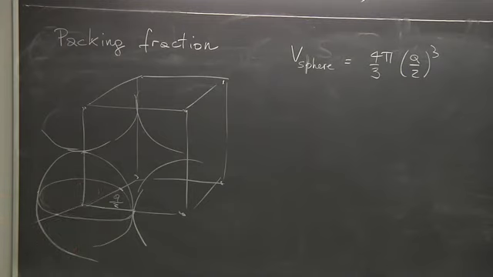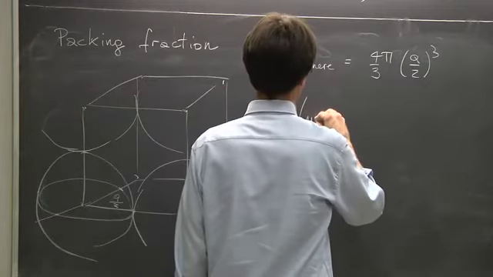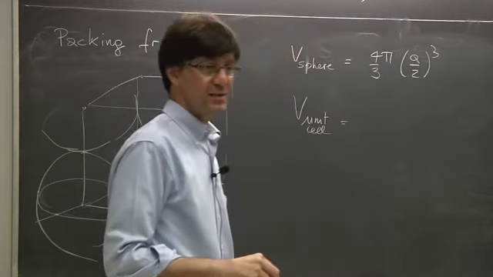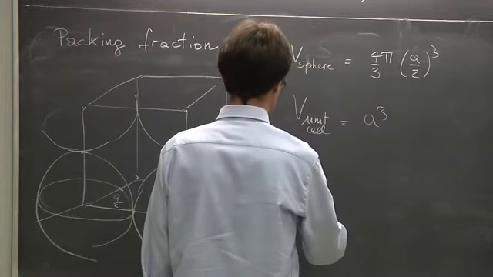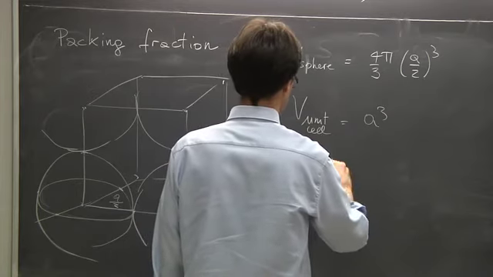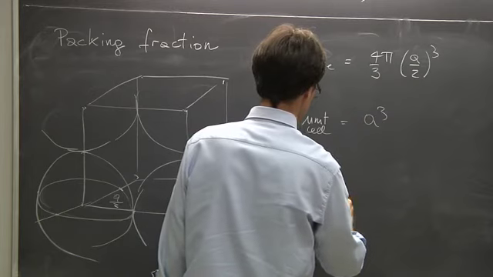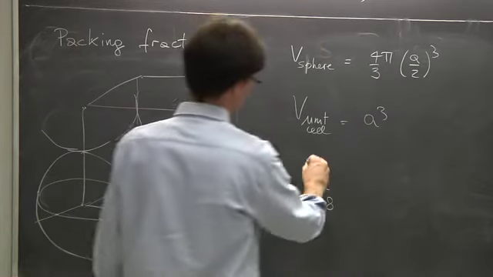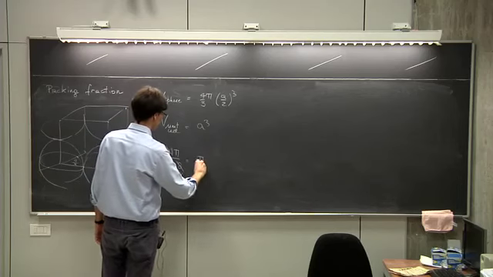What's the total volume available per Bravais lattice point? It's the volume of the unit cell. Volume of the unit cell? A cube. Great. Packing fraction? 4 pi over 3 times 1 over 8. In fact, pi over 6.